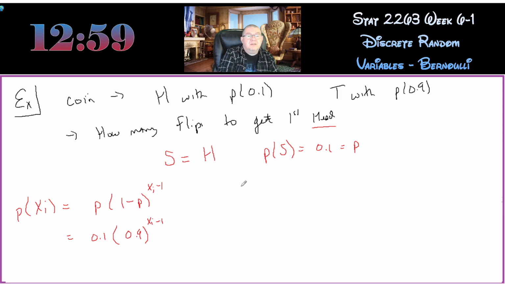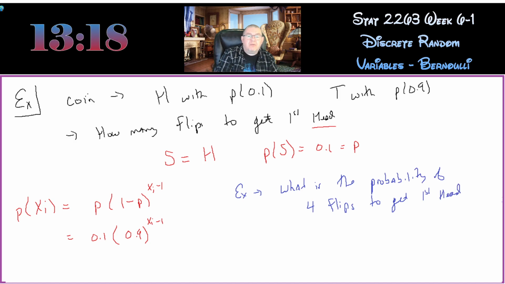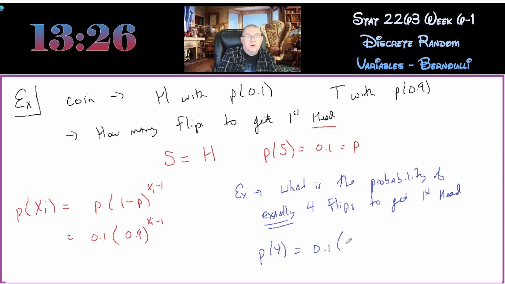So if I wanted, for example, what is the probability of exactly 4 flips to get the first head? P of 4 is equal to 0.1 times 0.9 to the 4 minus 1, which is 3.